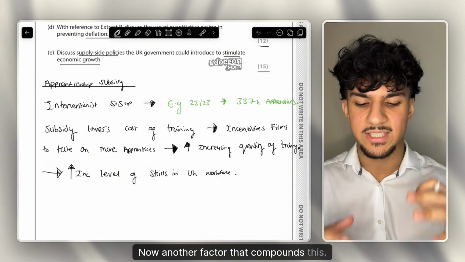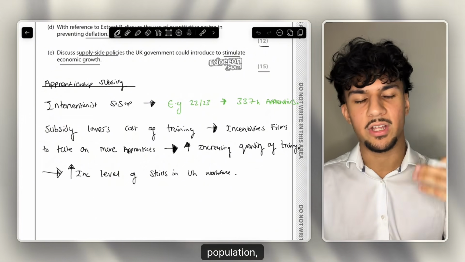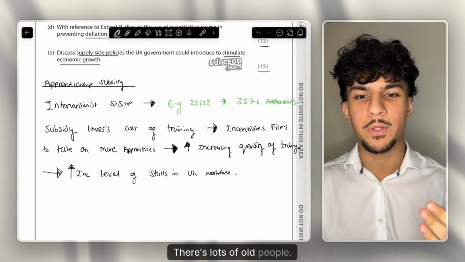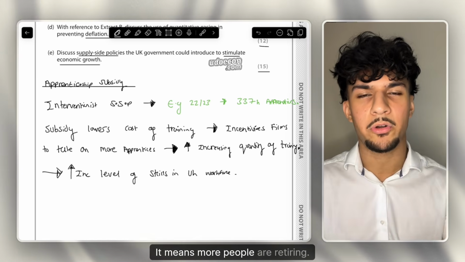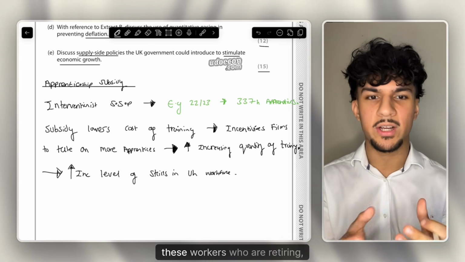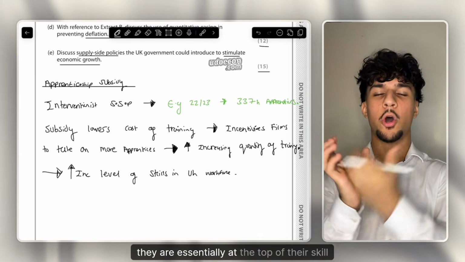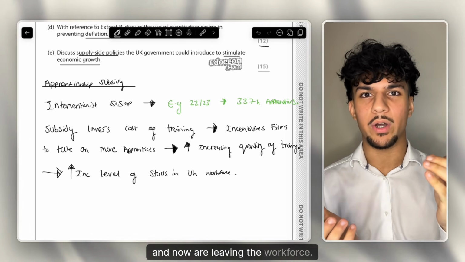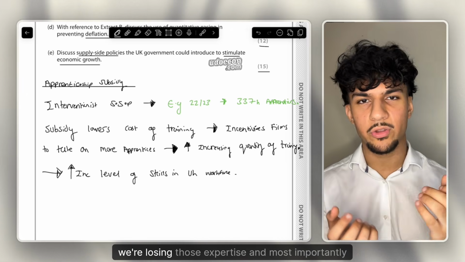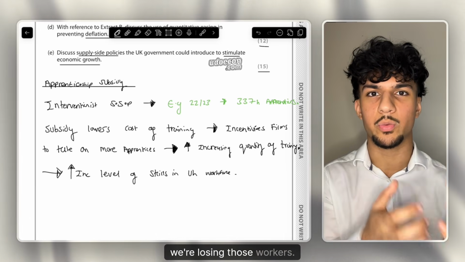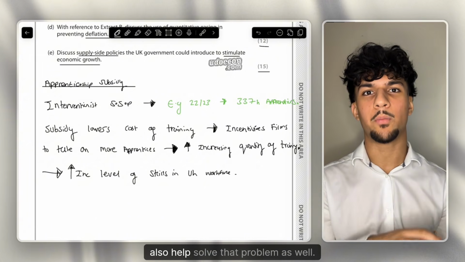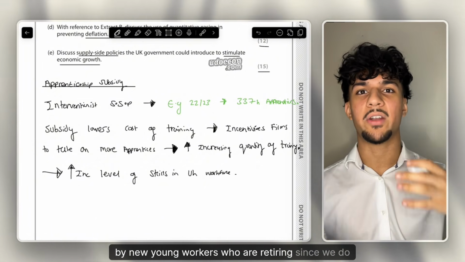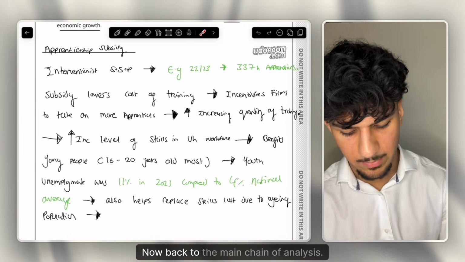Another factor that compounds this, if you think about the demographic of the UK population, again real-world application: the UK has a massive ageing population crisis. There are lots of old people, and what does that mean? More people are retiring. These workers who are retiring are essentially at the top of their skill set. They've had 20, 30, 40 years of experience and now are leaving the workforce. Therefore, we're losing those skills, that expertise, and most importantly, those workers. But apprenticeships also help solve that problem, as the retiring workers are being replaced by new young workers. Now back to the main chain of analysis.